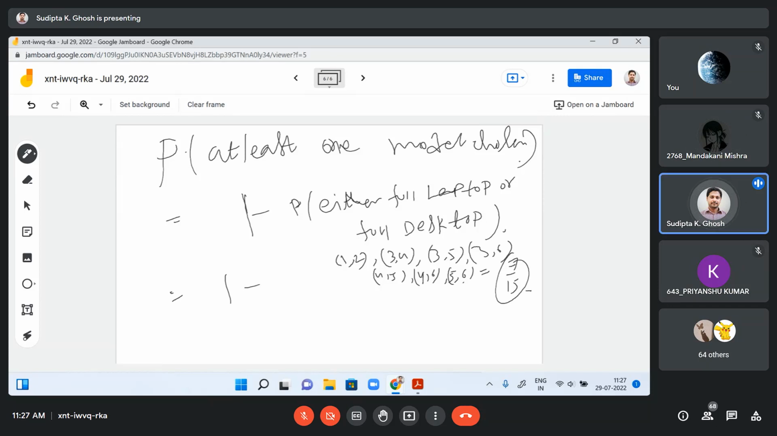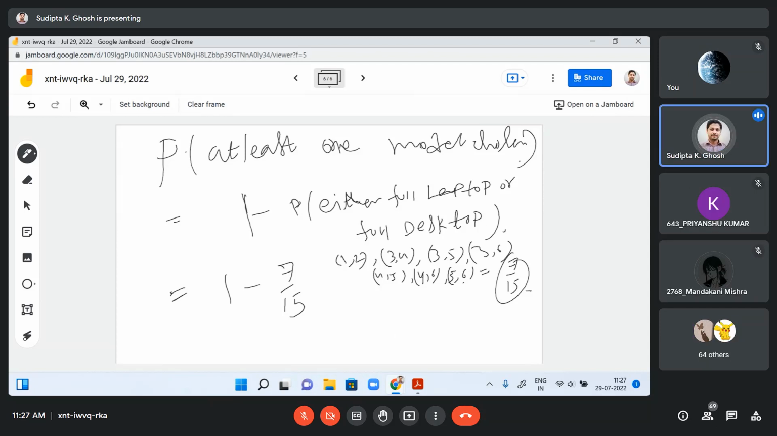So it becomes 1 minus 7 by 15, because at least one model is present. Therefore, it is 1 minus either full laptop or full desktop. That should be deleted. That is the complementary case. So 1 minus 7 by 15, therefore you are getting 8 by 15.